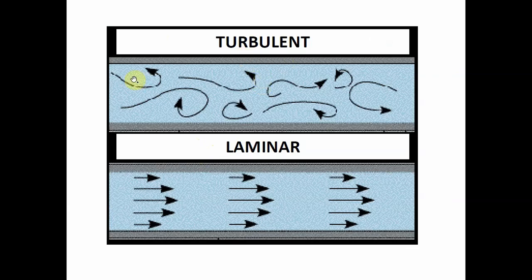So this is the turbulent flow. See, this arrow marks how the water will be flowing, and this is laminar flow in a straight line, and this is in a curved line. Difference between turbulent and laminar flow.